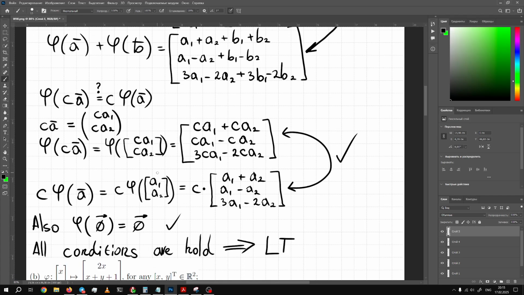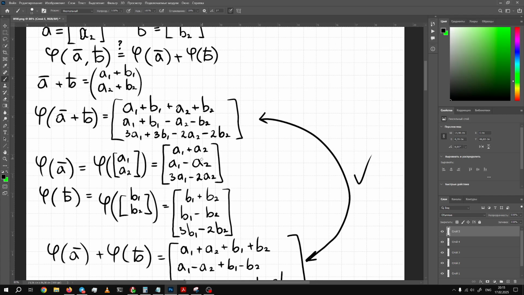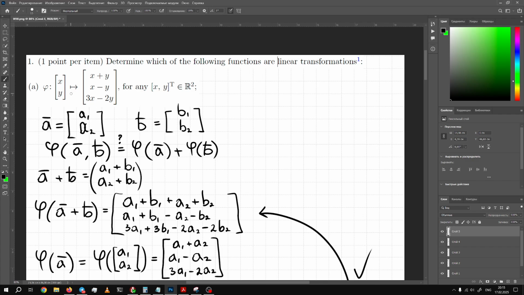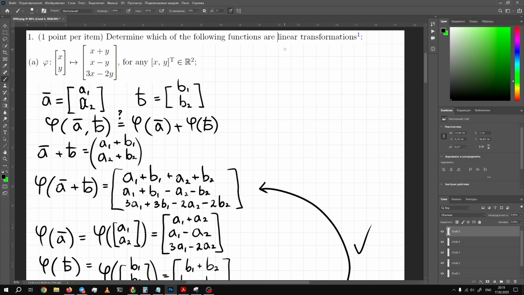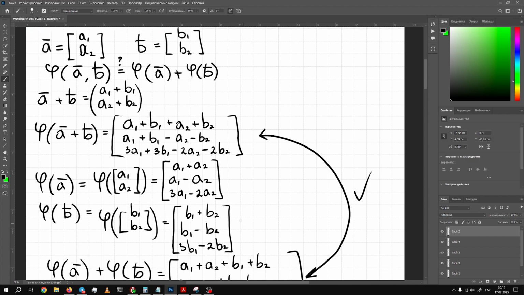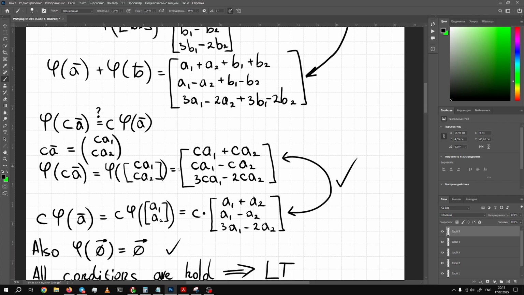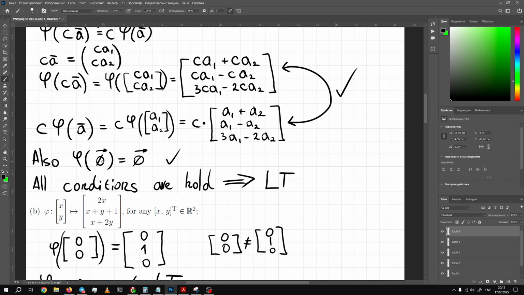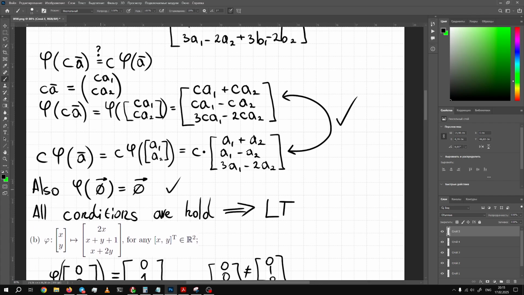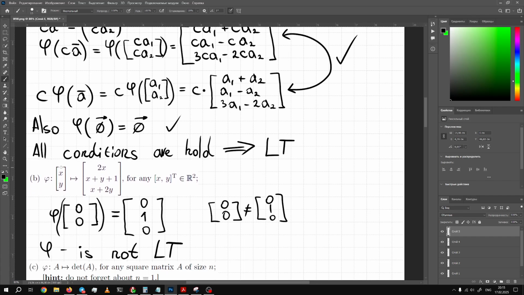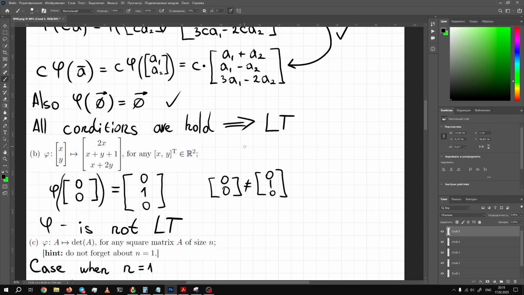This means that our expression is a linear transformation. It's a transformation in any case, but it's linear. We check if it's linear. Also, we can check with the zero vector, and that also holds true. All conditions hold, which means that this is a linear transformation.